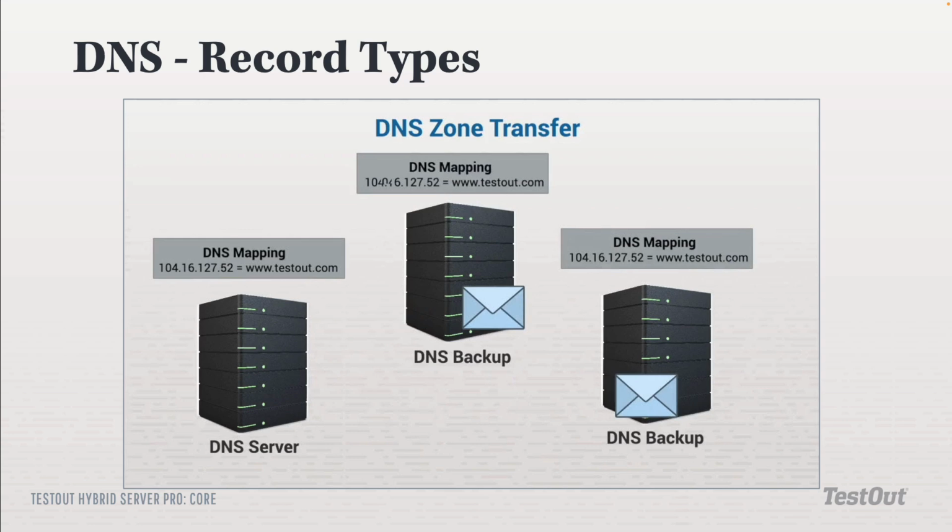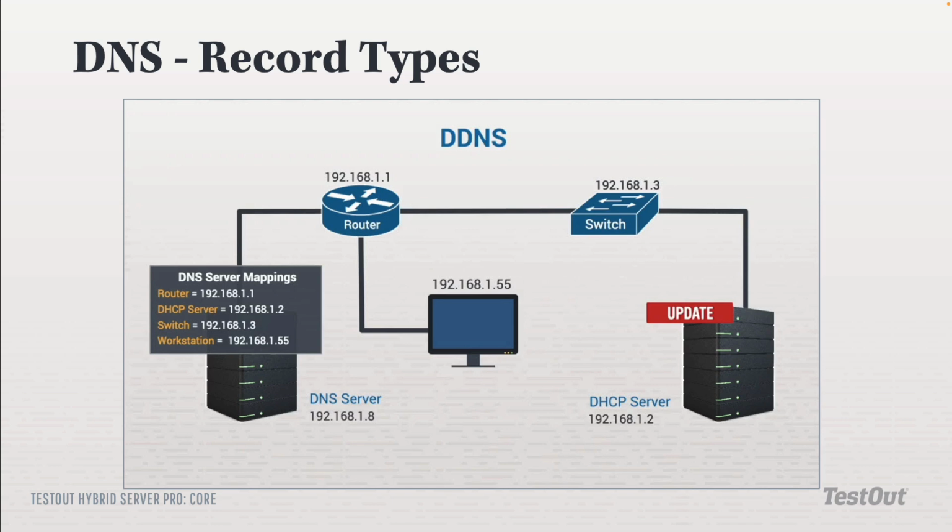Okay, so you can see there that all of them have the same DNS map for www. It goes to 104.16.127.52. Okay. So what are some of the common things that we would utilize our DNS for internally?